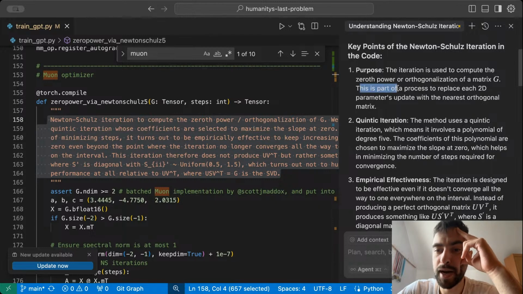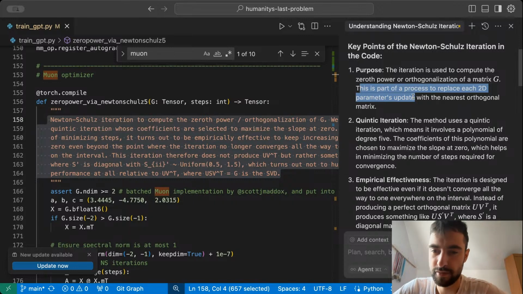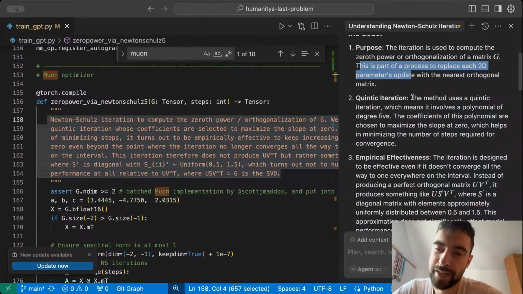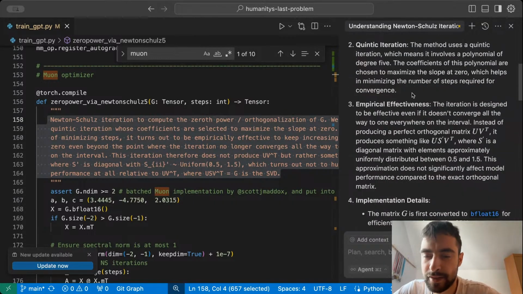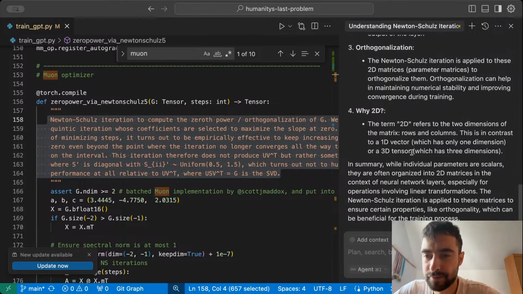This is part of the process to replace each 2D parameter update. So I guess update from each parameter from the 2D matrix. Oh my God, it's confusing. Okay, let's see what it says. Yeah, the term 2D refers to rows and columns.